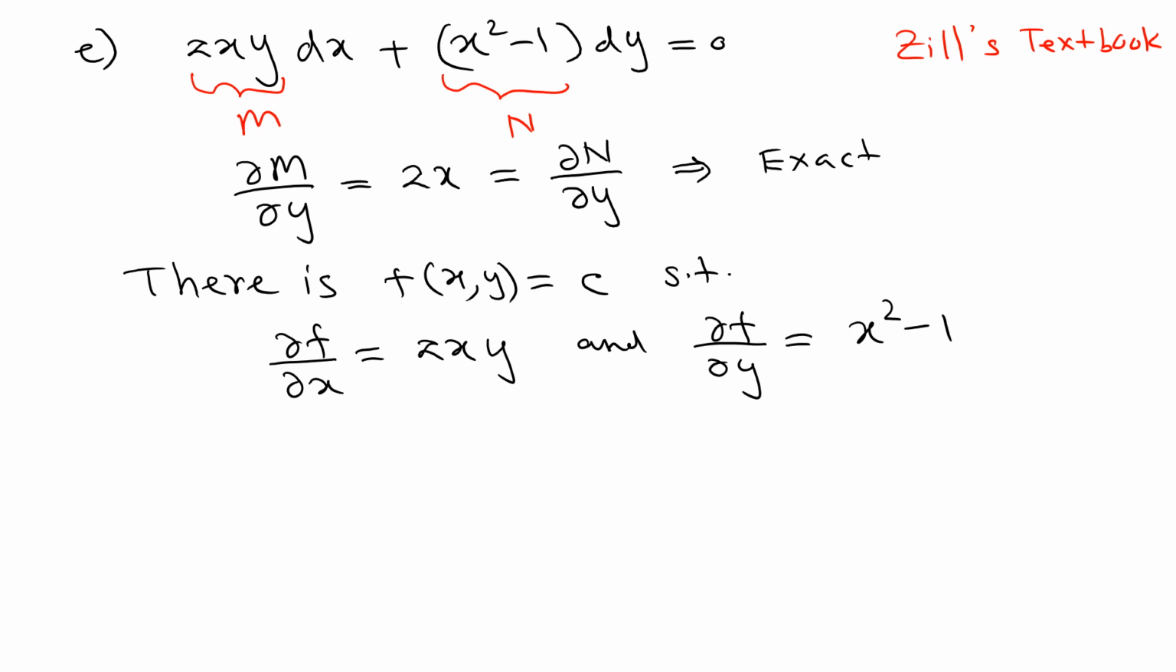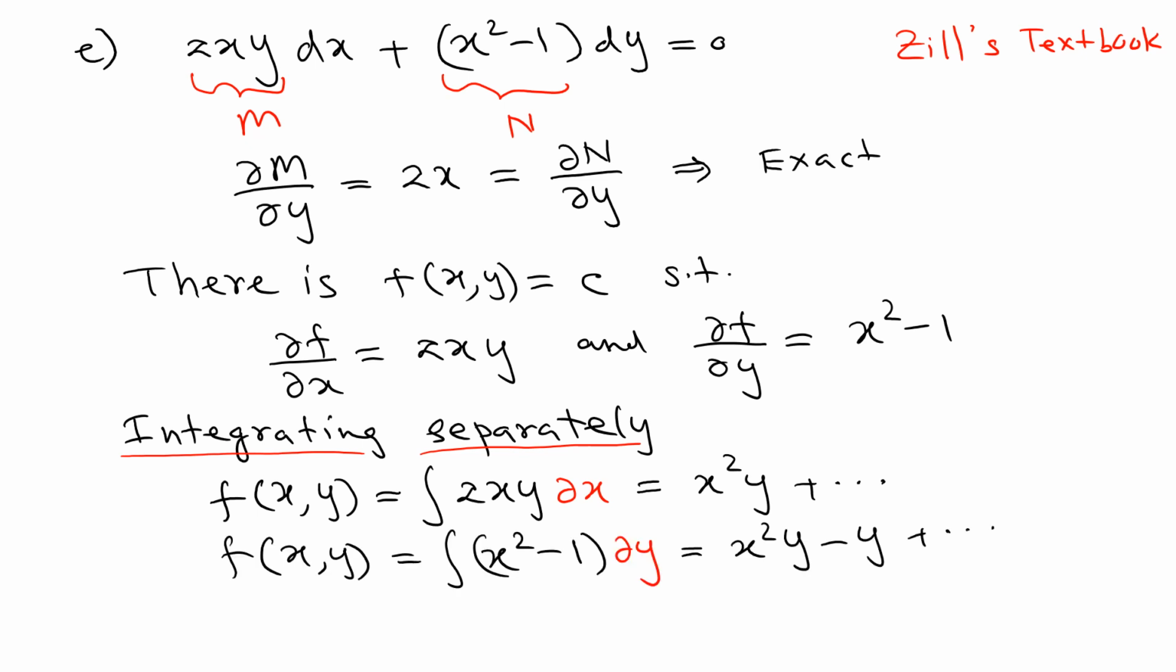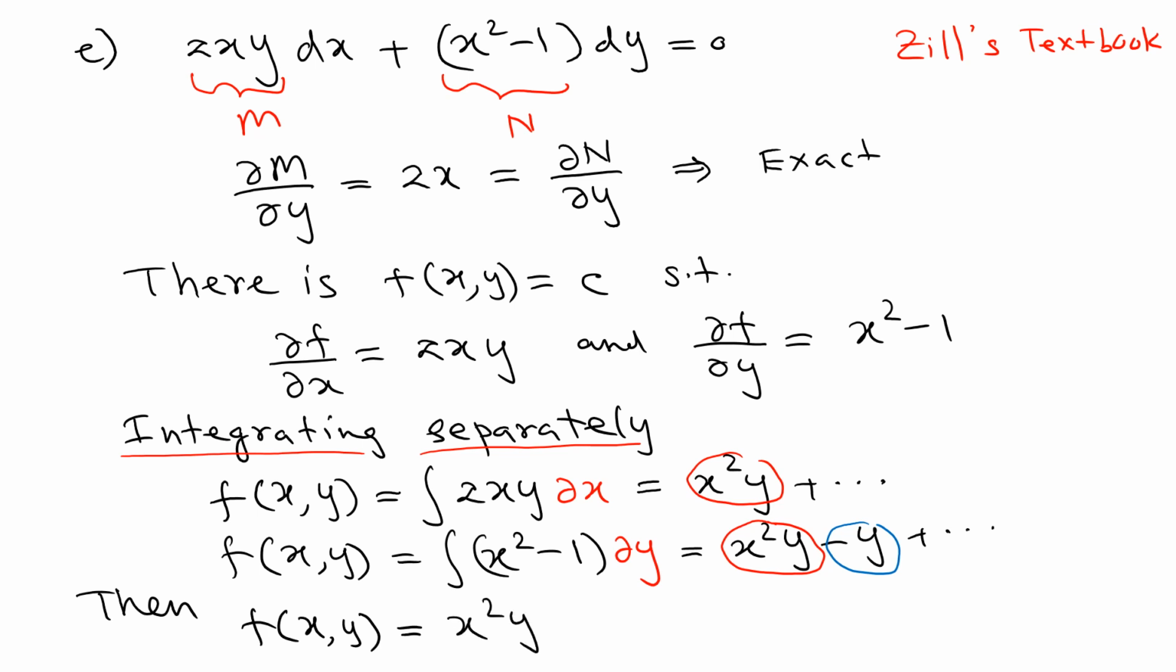Now we integrate them separately, and we get x squared times y plus some terms. We can just write 3 dots. From the second one, with respect to y, you get x squared y minus y and some terms. Now we pick the common one and the uncommon one. You can clearly see that x squared y is the common term, so we write it once, and this is the uncommon term, so we write that once also. So f(x,y) is x squared y minus y.